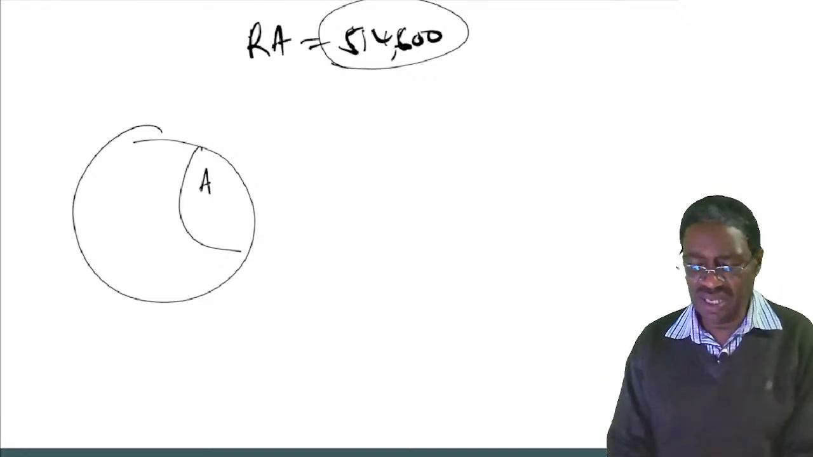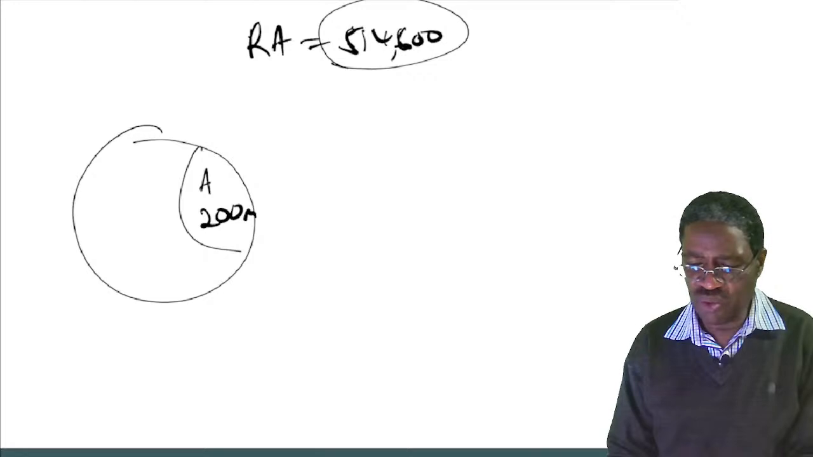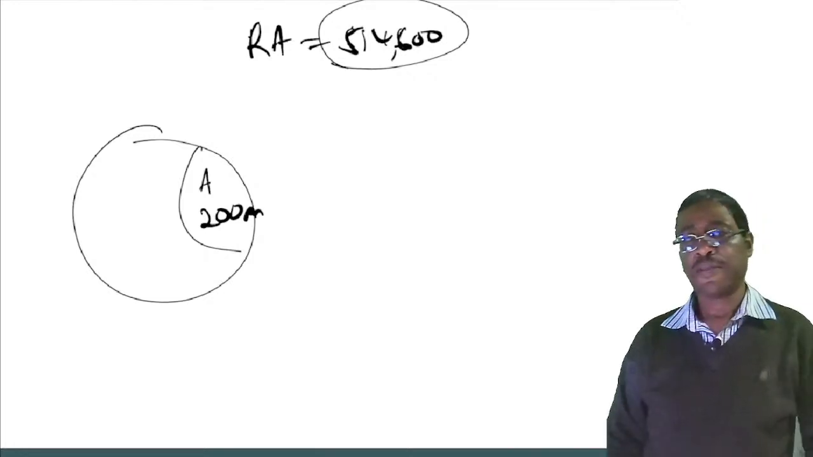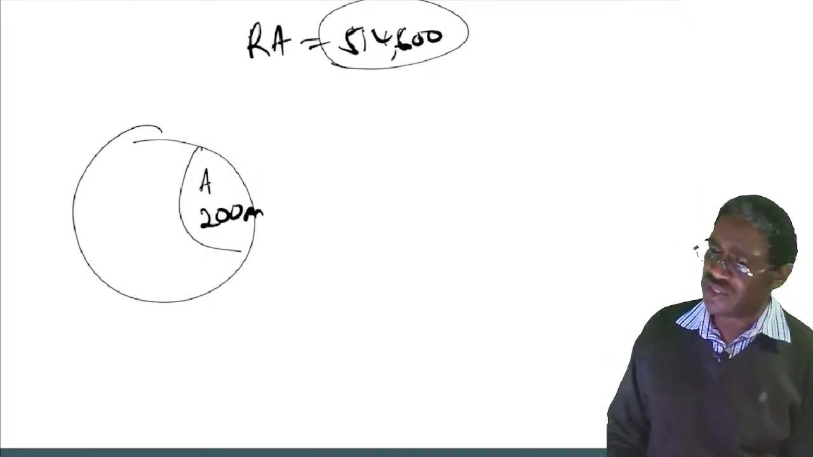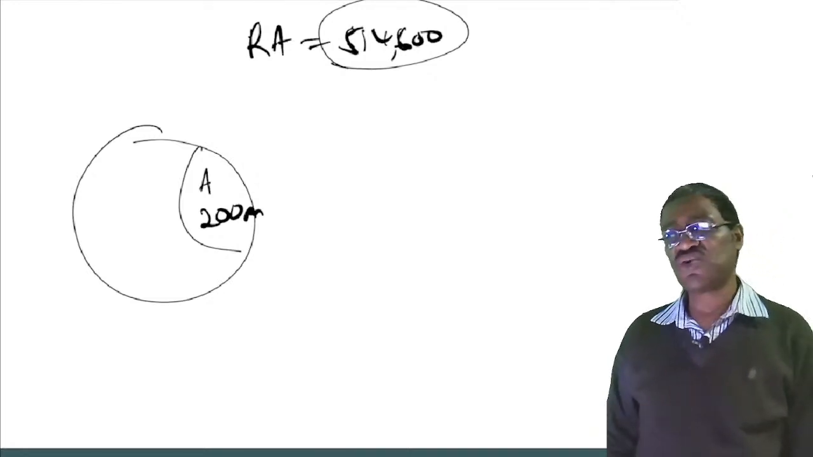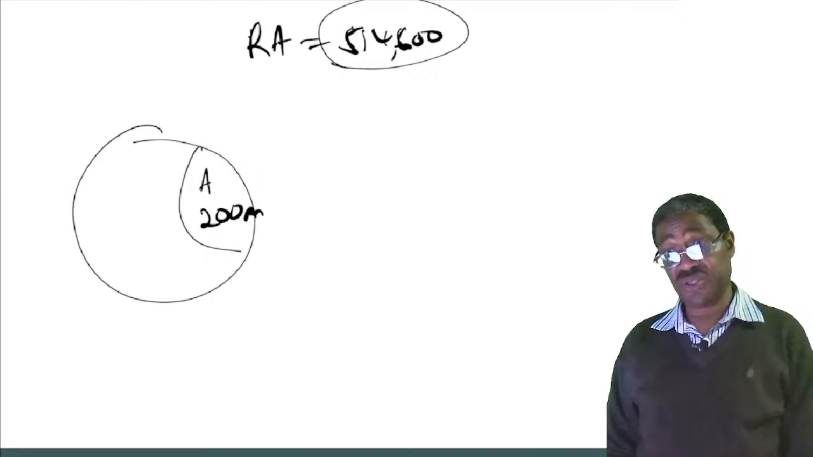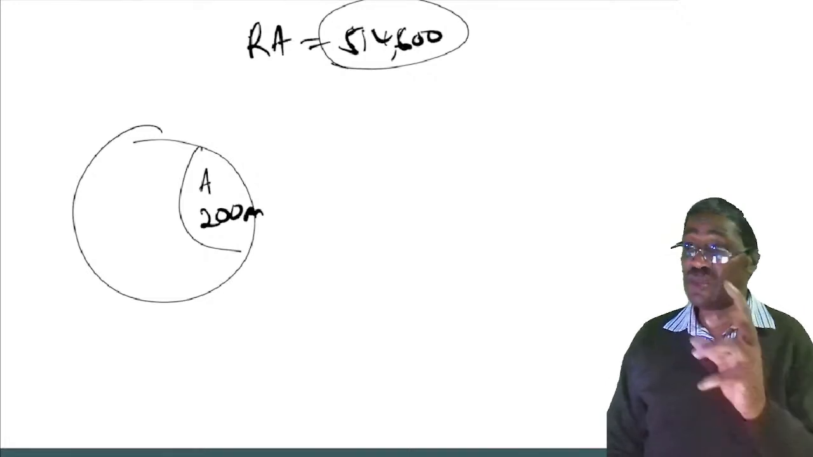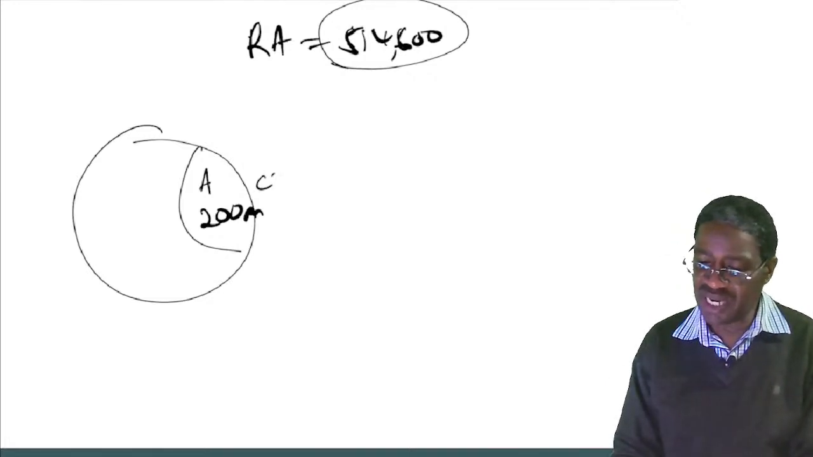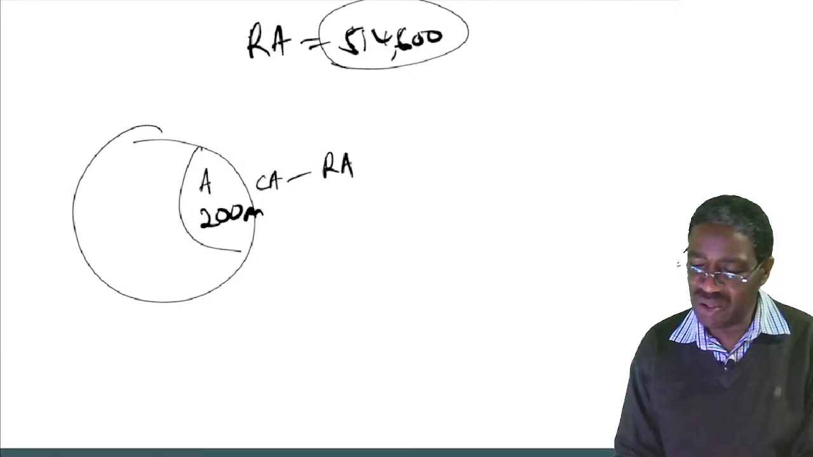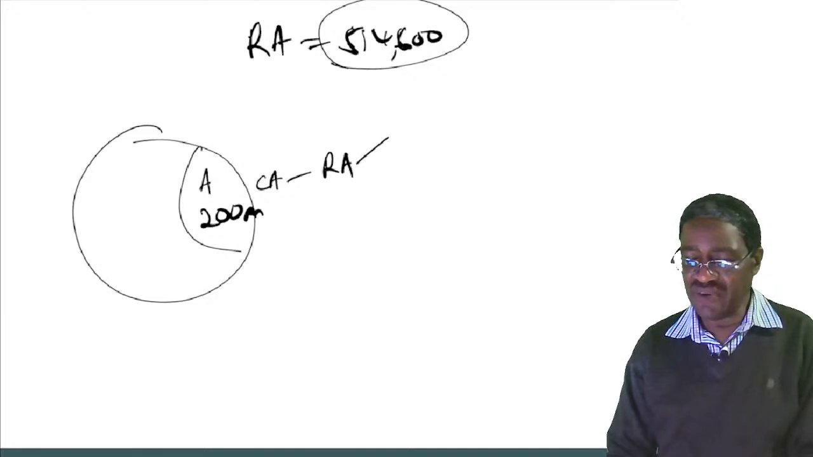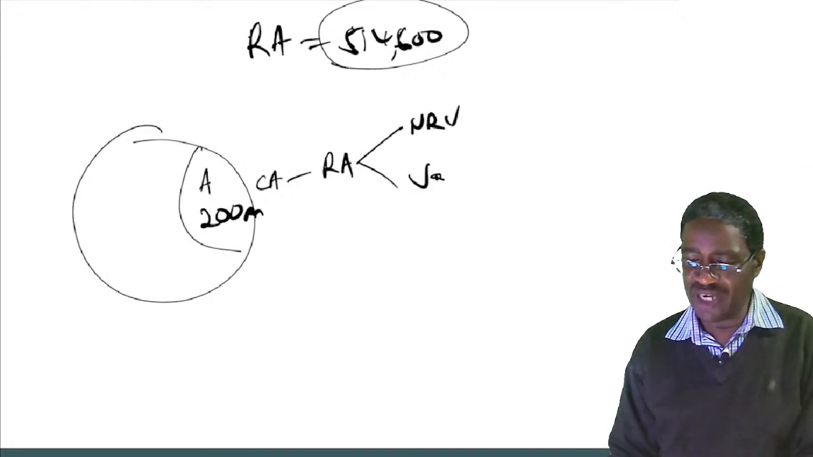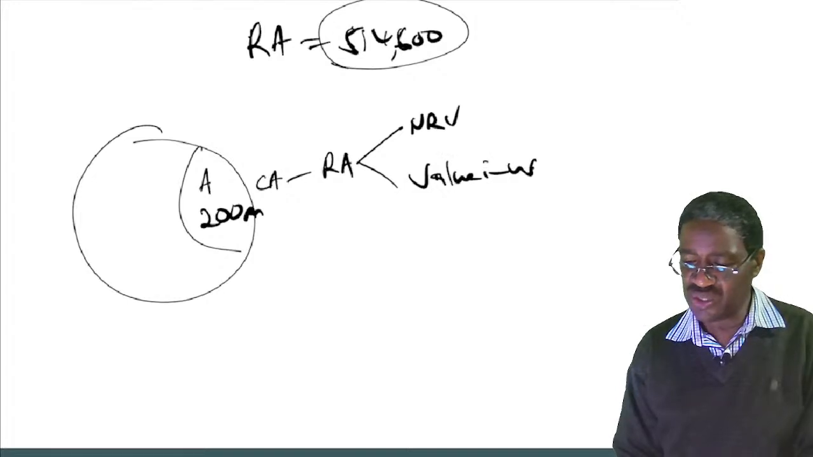That asset A has a carrying amount of 200 million. That is the carrying amount. As a company, you want to test whether your asset could have suffered an impairment loss. So you are supposed to compare this carrying amount with the recoverable amount. We have just said to get the recoverable amount, you get the net realizable value and you compare that with the value in use.